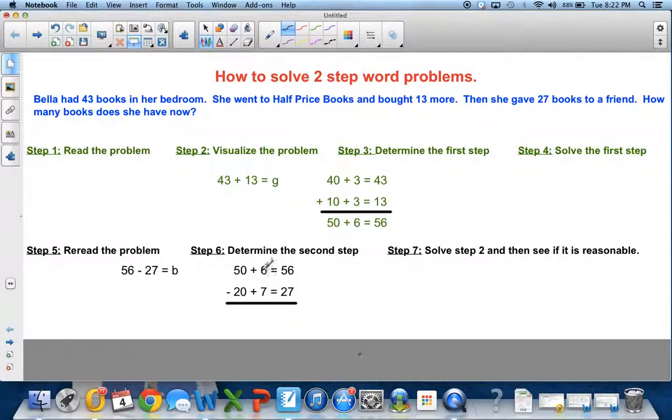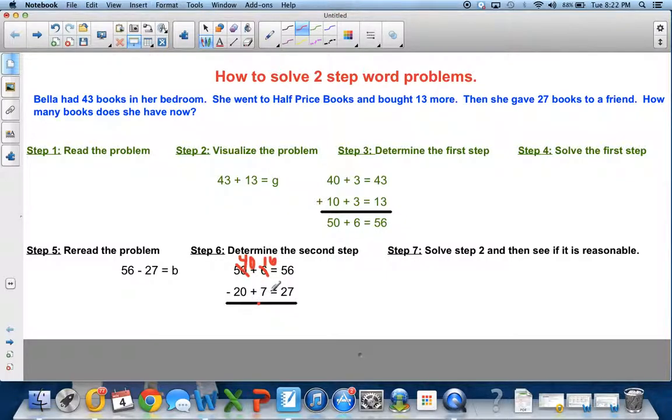So 6 minus 7. We cannot do that. So we're going to come over here to our tens place. And now we're going to take a 10. So we only have 40 left. We don't have 4. We have 40. And now instead of 6, we have 16. Well, we have 16 minus 7. We can do that now.